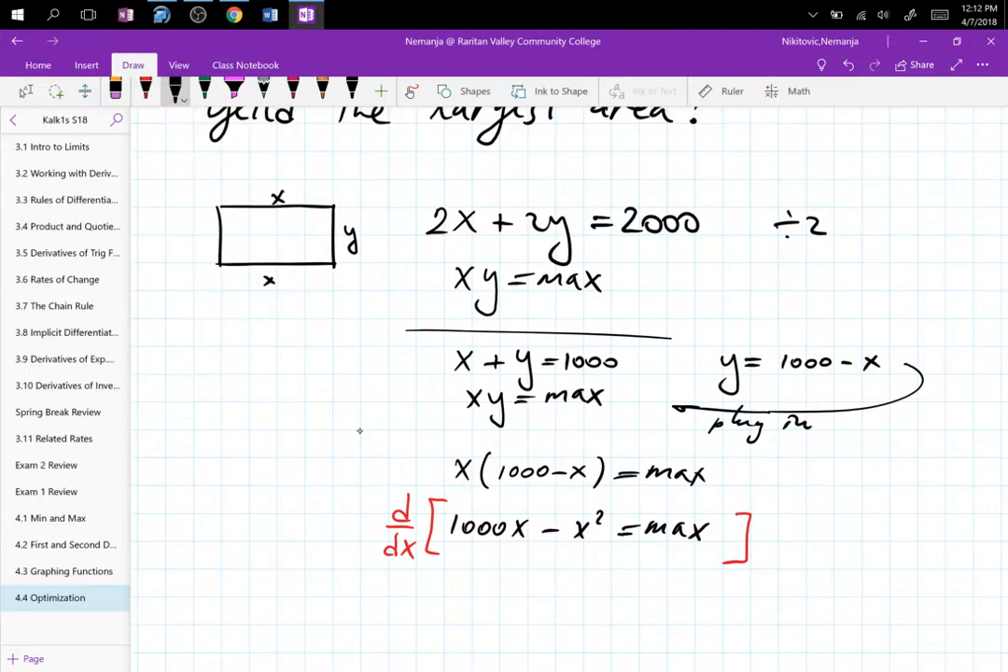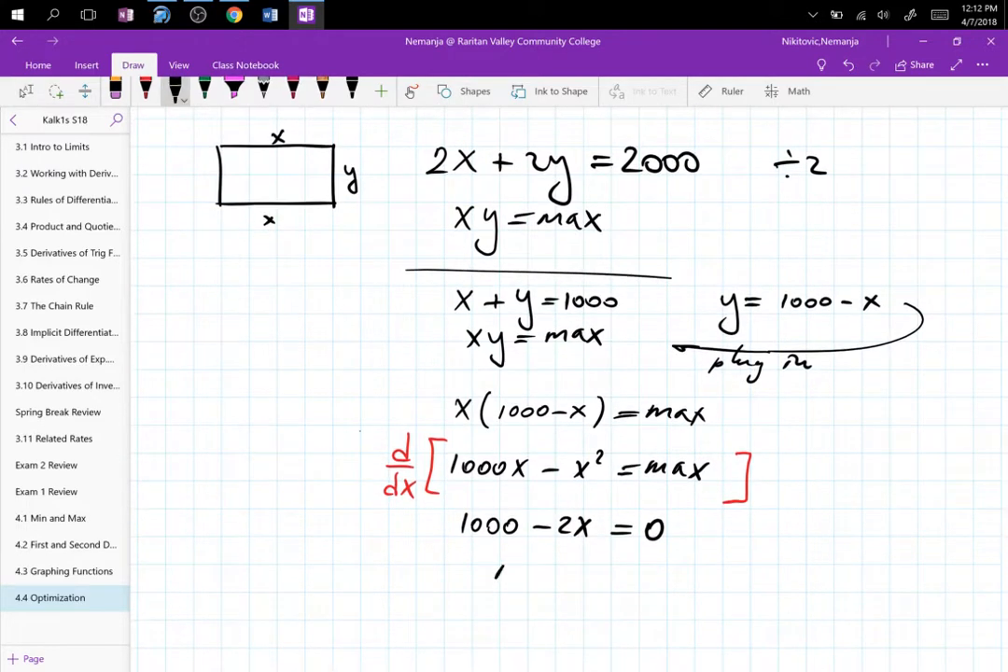So once you simplify everything, hit it with the derivative, and then when max becomes a 0, then you solve the equation. It's 1,000 minus 2x equals 0. 2x equals 1,000. X equals 500. And then y equals 500. So now we learned that actually a square is the rectangle with the maximum area. We learned that.